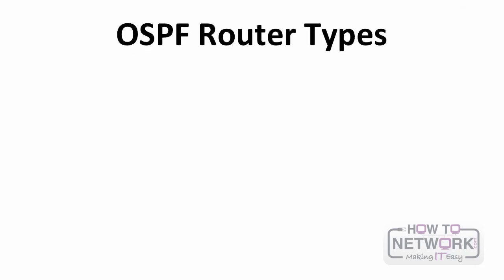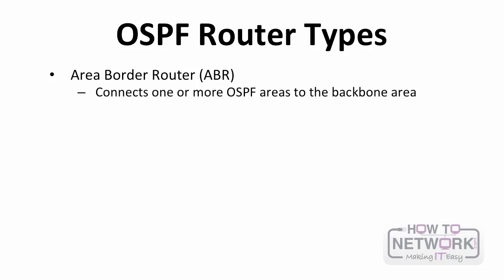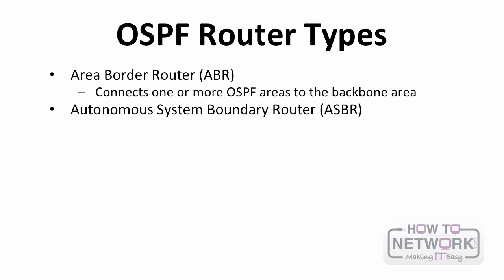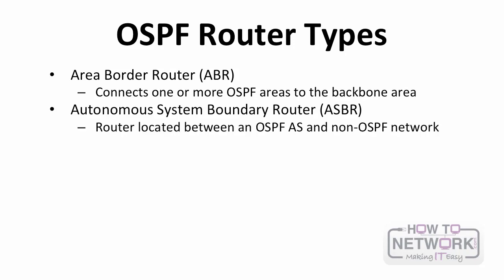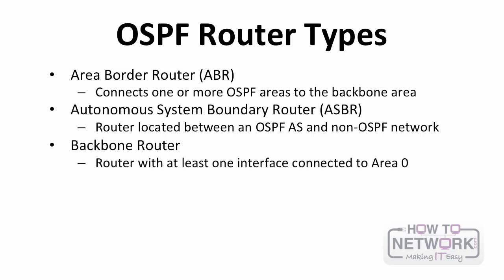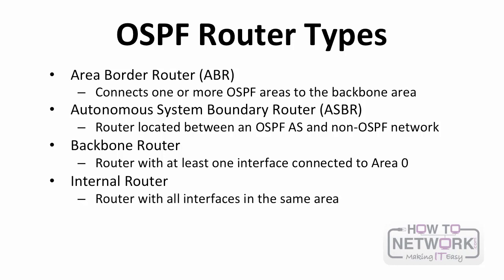So there are many different OSPF router types that you need to be aware of. There's the area border router, which connects one or more OSPF areas to the backbone area. There's the ASBR, or Autonomous System Boundary Router, which will be located between an OSPF autonomous system and a non-OSPF network. And then you have your backbone router, which is pretty straightforward, a router with at least one interface connected to area 0. And then another easy concept, an internal router, a router with all interfaces in one area. Let's draw this out real quick, to drive it home.